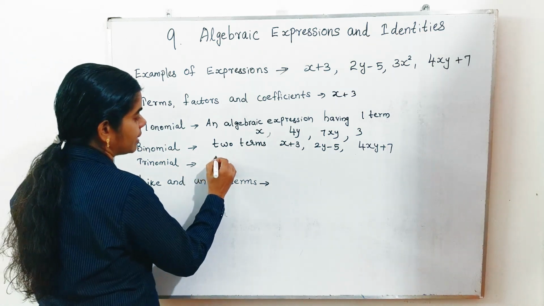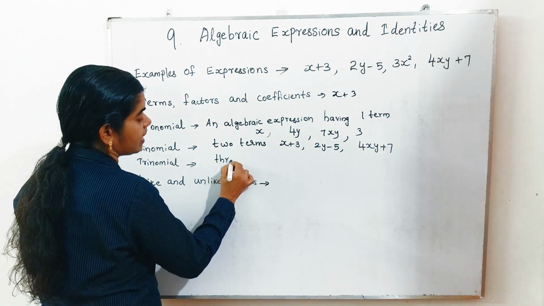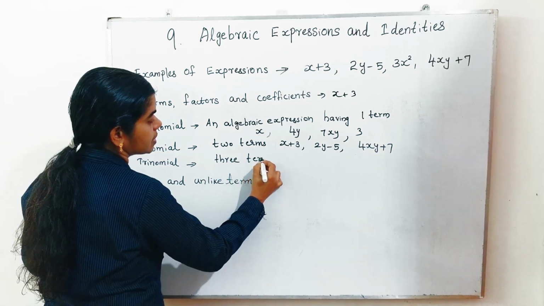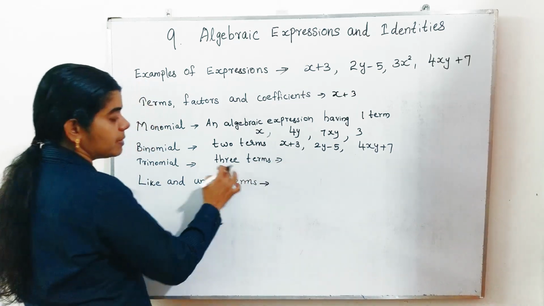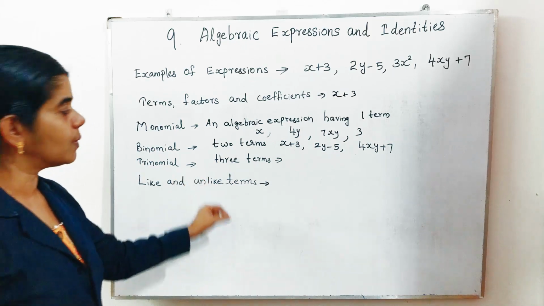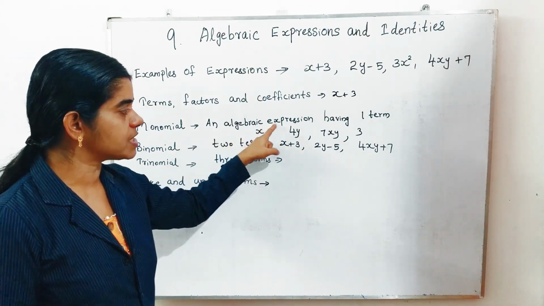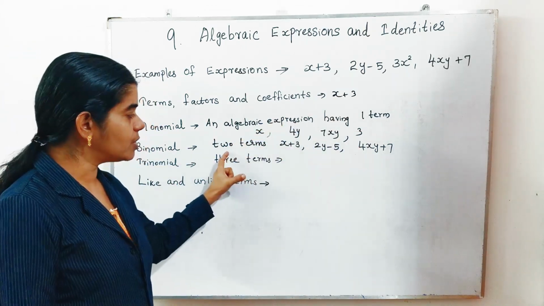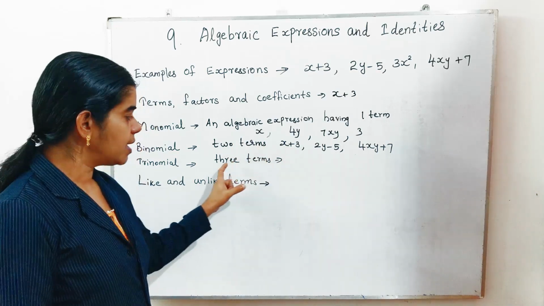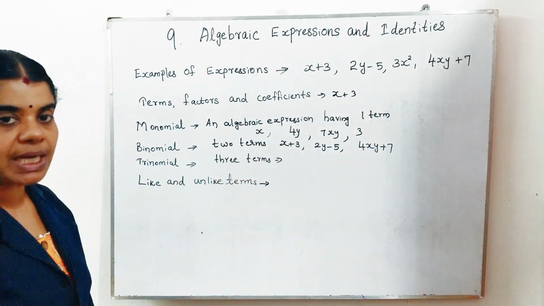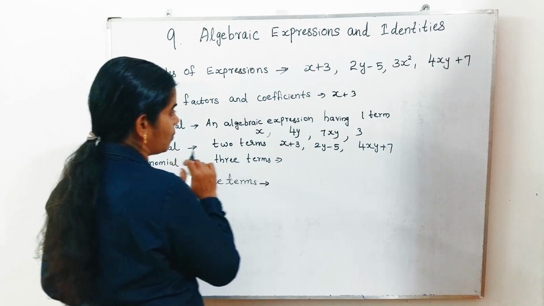Next, trinomial means an algebraic expression having three terms. In simplified form, when you are writing the note: an algebraic expression having one term, an algebraic expression having two terms, an algebraic expression having three terms. That is known as a trinomial.